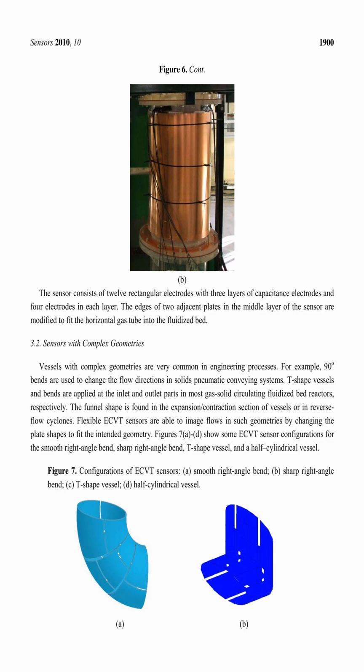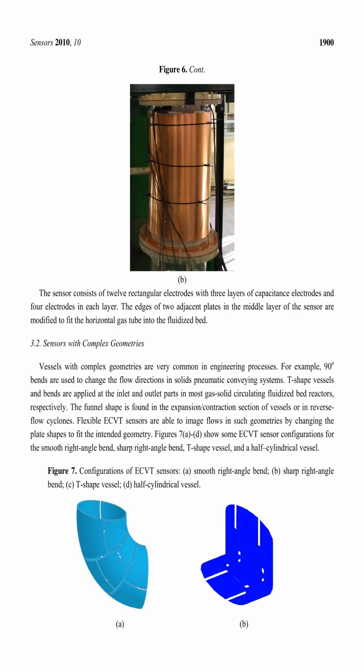2. Sensors with complex geometries. Vessels with complex geometries are very common in engineering processes. For example, T-shape and bends are used to change the flow directions in solids pneumatic conveying systems. T-shape, V-shape, and bends are applied at the inlet and outlet parts in most gas-solid circulating fluidized bed reactors, respectively.